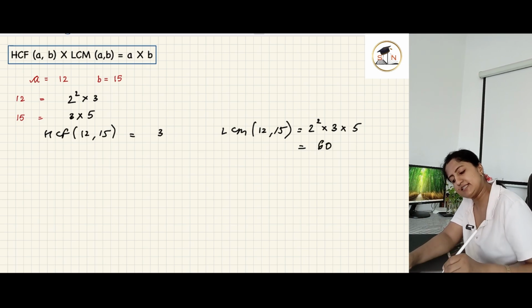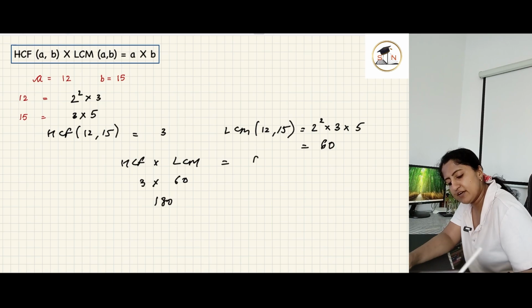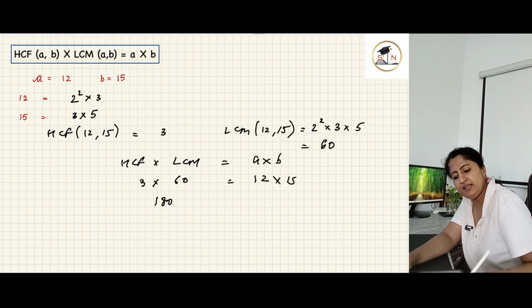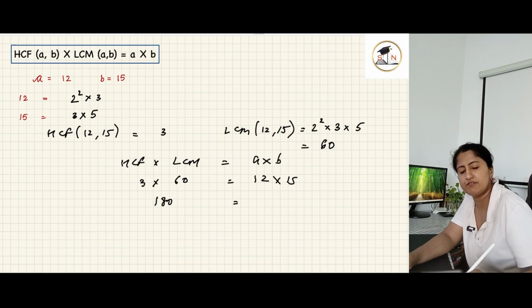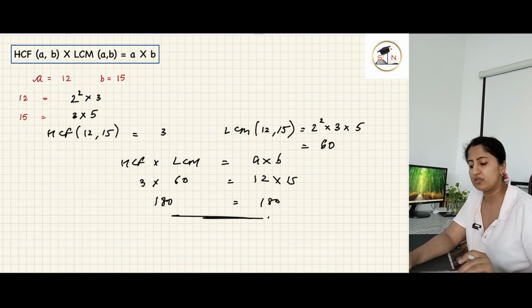Okay. Now let's substitute things in the rule. So we have HCF into LCM. Let me write it down quickly over here. So we have 3 times 60. What does that give us? 180. And on the other hand, we have A into B, which was 12 and 15. Now what is the product of 12 and 15? That is also 180. So here we got the rule, right?